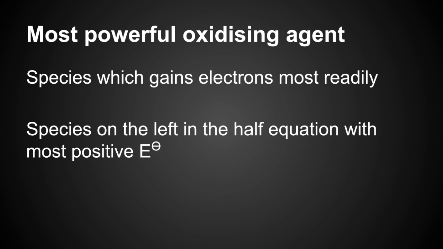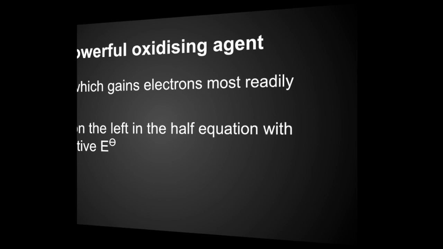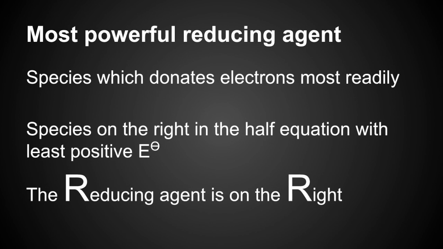Often asked what's the most powerful oxidizing agent, so that's the species which gains electrons the most readily. So it's the species on the left hand side in the half equation with the most positive standard electrode potential. If they ask you for the most powerful reducing agent, that's the species which is going to donate its electrons most readily. So it's the species on the right hand side in the half equation with the least positive standard electrode potential. So the reducing agent, remember, is on the right.